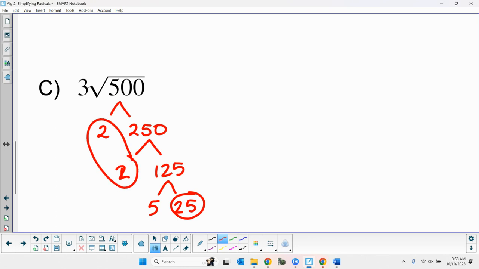So what can I pull out, Barrios? 2 and 45. Well, not the 25, the square root of 25. So a 2 and a 5. Yeah. So we pull out a 2 and a 5. And then what's left? You guys see the 5's left? So this would be 10 times the square root of 5.